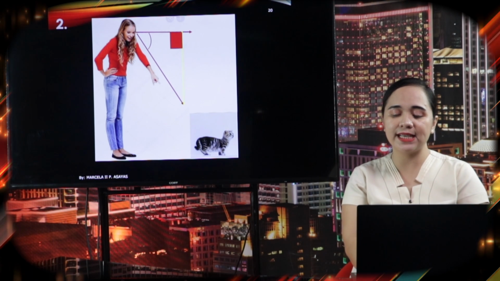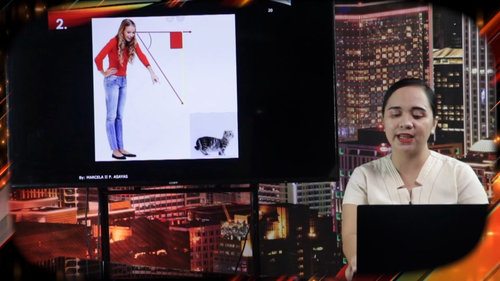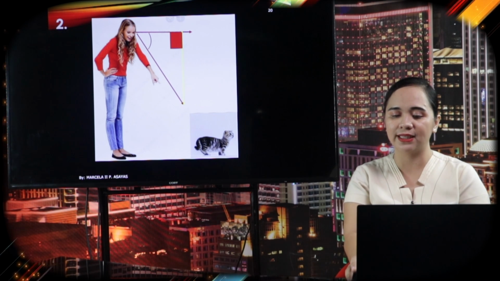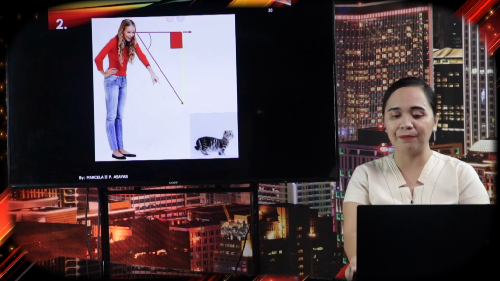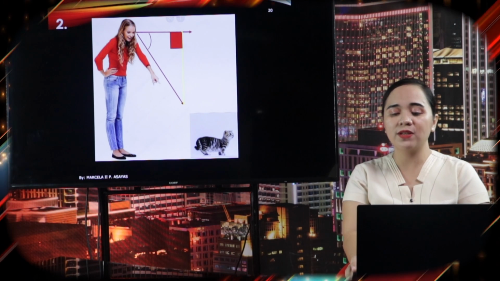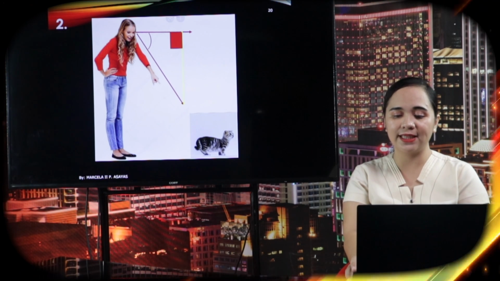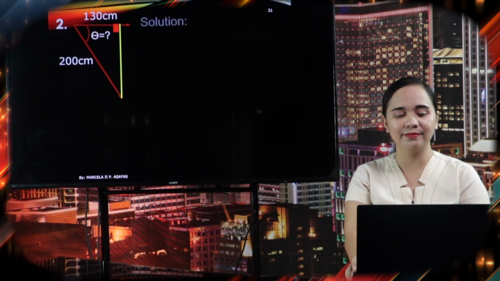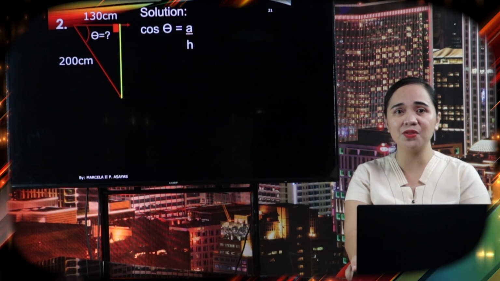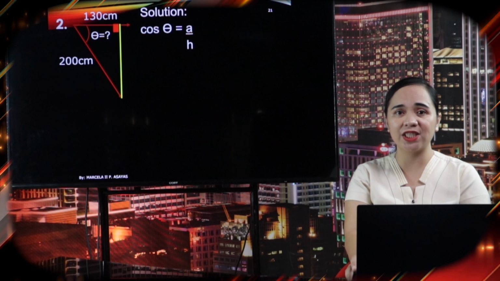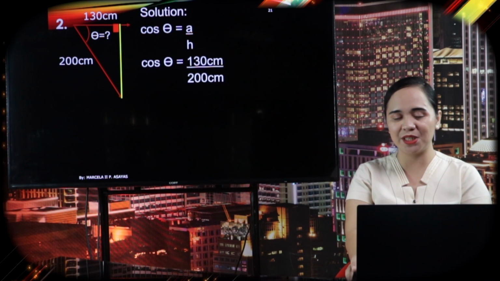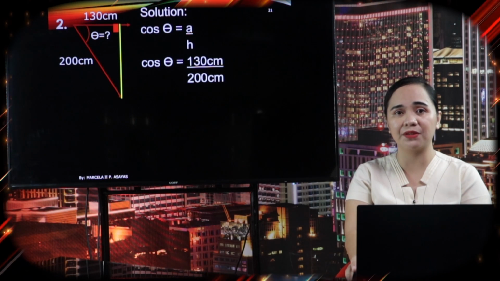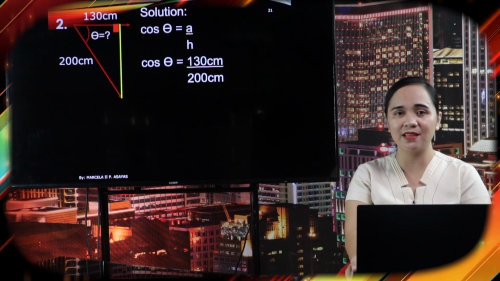Since the given side is the hypotenuse of the right triangle, which is the distance of the line of sight, and the adjacent side of the unknown angle, we will use the formula CAH, which stands for cosine theta equals adjacent side divided by hypotenuse. Let's have the solution. Cosine theta is equal to A, adjacent, over H, hypotenuse. Let's substitute the values. Cosine theta is equal to 130 centimeters divided by 200 centimeters.